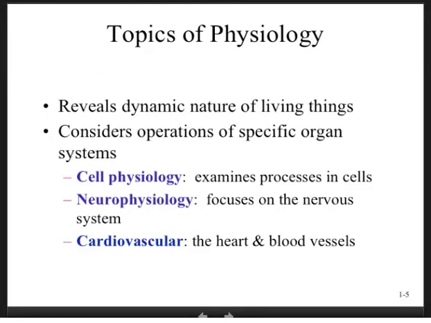Now, physiology reveals the dynamic nature of living things, and it considers the operations of specific organ systems. Cell physiology will examine processes that take place inside cells, things such as transport and metabolism, when and where cells grow. Neurophysiology, as another example, focuses on the nervous system, and cardiovascular physiology examines the functioning of the heart, the blood vessels, and the blood.